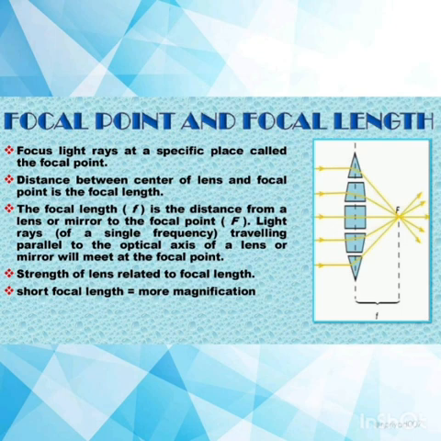The focal length, that is small f, is the distance from a lens or mirror to the focal point, which is denoted as capital F. Light rays traveling parallel to the optical axis of a lens or mirror will meet at the focal point. Light rays that are parallel to each other but not to the optical axis will meet on the focal plane.